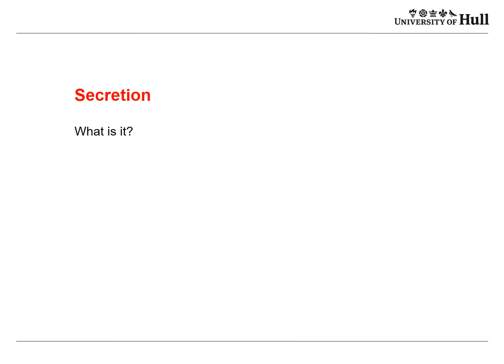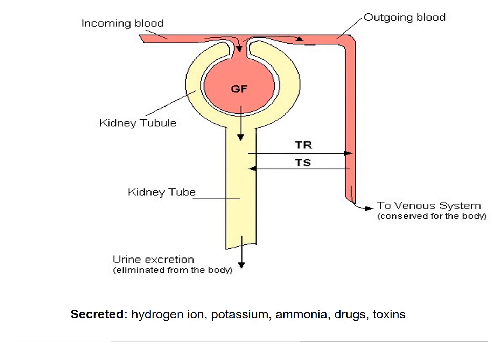Next we have the process of secretion, but what is this? Secretion takes place after reabsorption along the length of the nephron, and this is the deliberate movement of substances from the blood into the nephron, including hydrogen ions, potassium ions, ammonia, and drugs and toxins are also secreted in this way. These may not necessarily be moved into the nephron in sufficient quantities at the Bowman's capsule, so they are deliberately and actively secreted out into the urine.